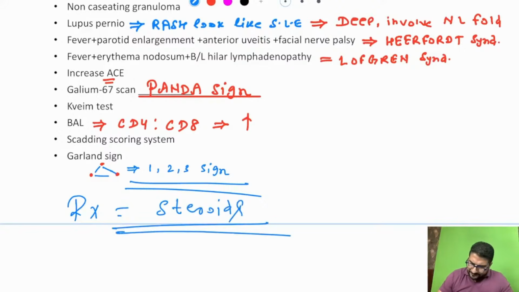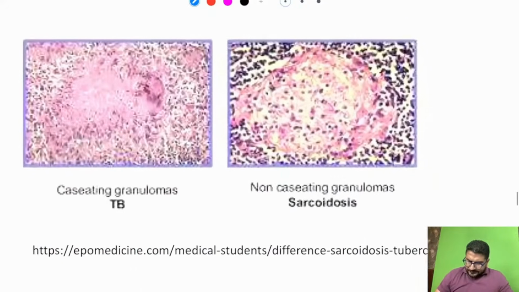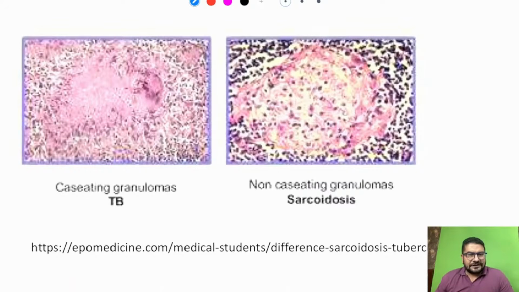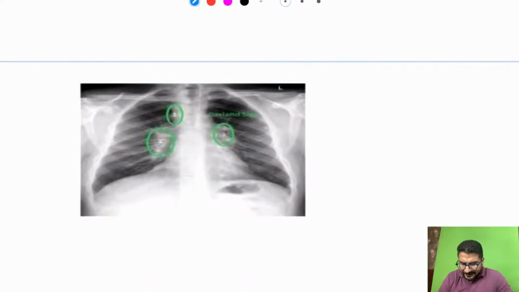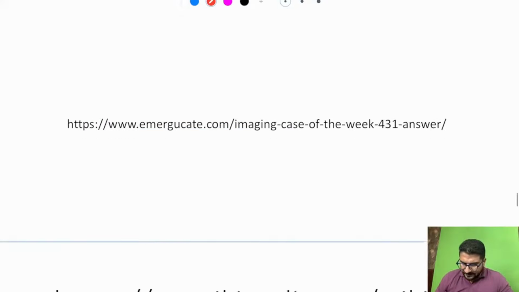In treatment we will give steroid. Okay, so this you can see caseating granuloma, then you can see non-caseating granulomas. These both granulomas you will see in a patient of sarcoidosis. So you can notice, this first one is right paratracheal, this is right hilar, this is left hilar. This is called Garland sign or 1 2 3 sign.